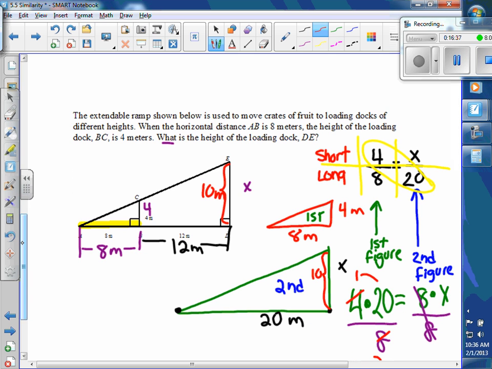And the question is, what is the height of the loading dock? The dock would be like here. This would be like a ramp. You roll things up to get onto this dock. So the height of the loading dock is 10 meters.